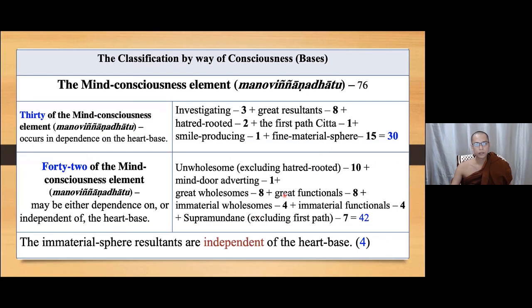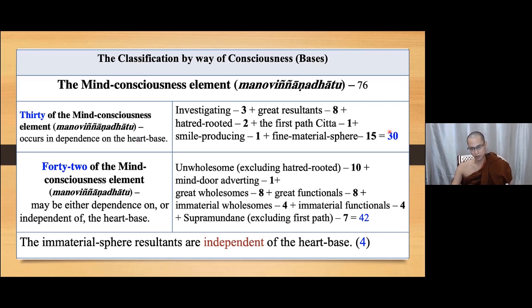76. So we will study this. The 76 Manovijnana Dhatu, the mind consciousness element, is also divided according to the base. If we analyze according to the base, 30 consciousnesses of the mind consciousness element, among the 76, occur in dependence on the heart base. So whenever they arise, they arise depending on the heart base.